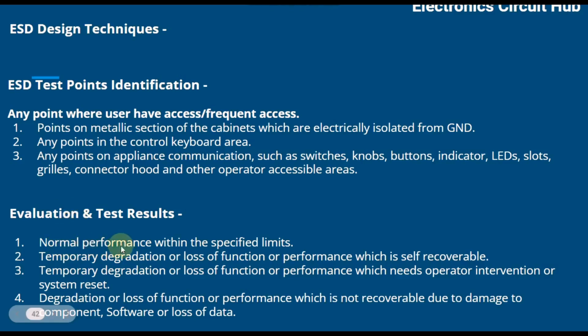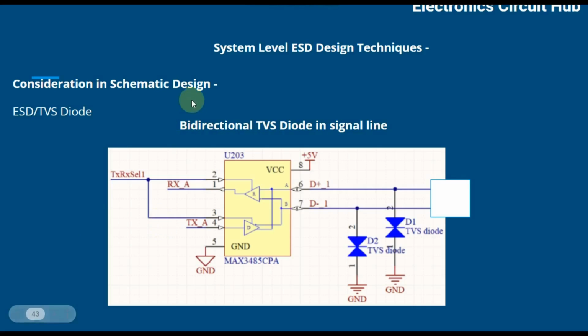So what is the evaluation and test result of ESD? Normal performance within the specified limit; temporary degradation or loss of function or performance which is self-recoverable; temporary degradation or loss of function or performance which needs operator intervention or a system reset; or degradation or loss of function or performance which is not recoverable due to damage to the component, software, or loss of data.